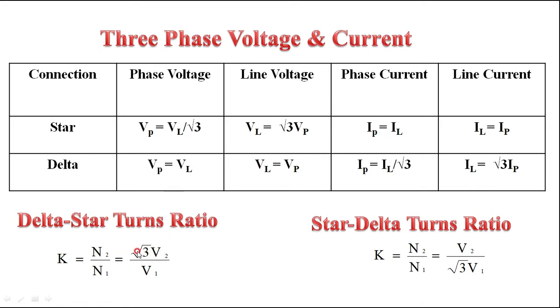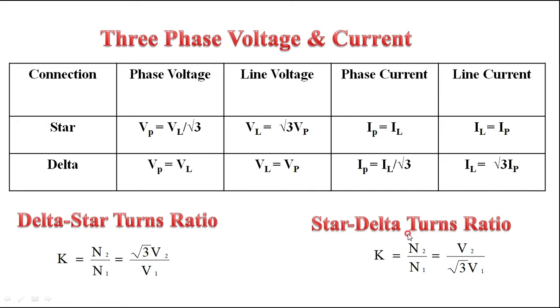Then if you take the voltage ratio in terms of the line value, that is the secondary voltage. Secondary voltage here, it is a star connection. Means it is root 3 times the phase voltage. That is why I am expressing here that the line voltage is root 3 times the phase voltage because it is star connection. Whereas in the primary, we have a delta connection, phase voltage is equal to line voltage, that is equal to V1 only. Therefore, root 3 V2 by V1 is the voltage ratio, whereas N2 by N1 is the turns ratio.